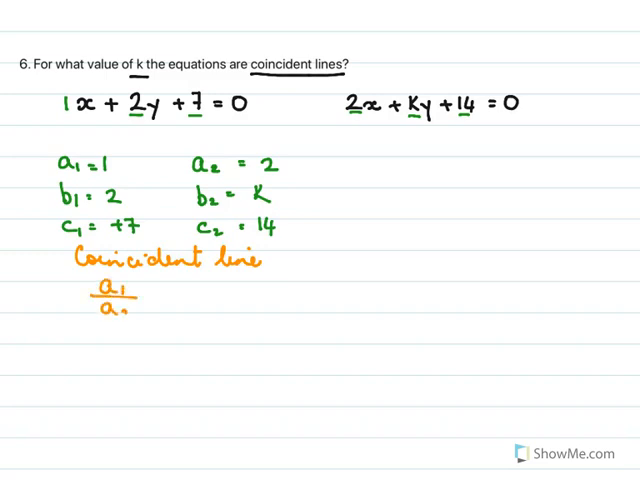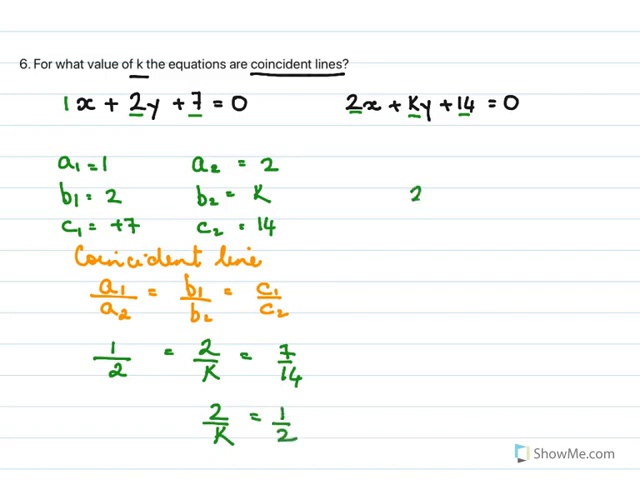So the condition for this is a1 over a2 equals to b1 over b2 equals c1 over c2. Now when we put the values, we have 1 over 2 equal to 2 over k equal to 7 over 14. So we can take any of them. We'll take 2 over k equal to 7 over 14. 7 over 14 is 1 by 2. So you have 2 over k equal to 1 by 2, cross multiply, 2 into 2 equal to k, so k equal to 4.